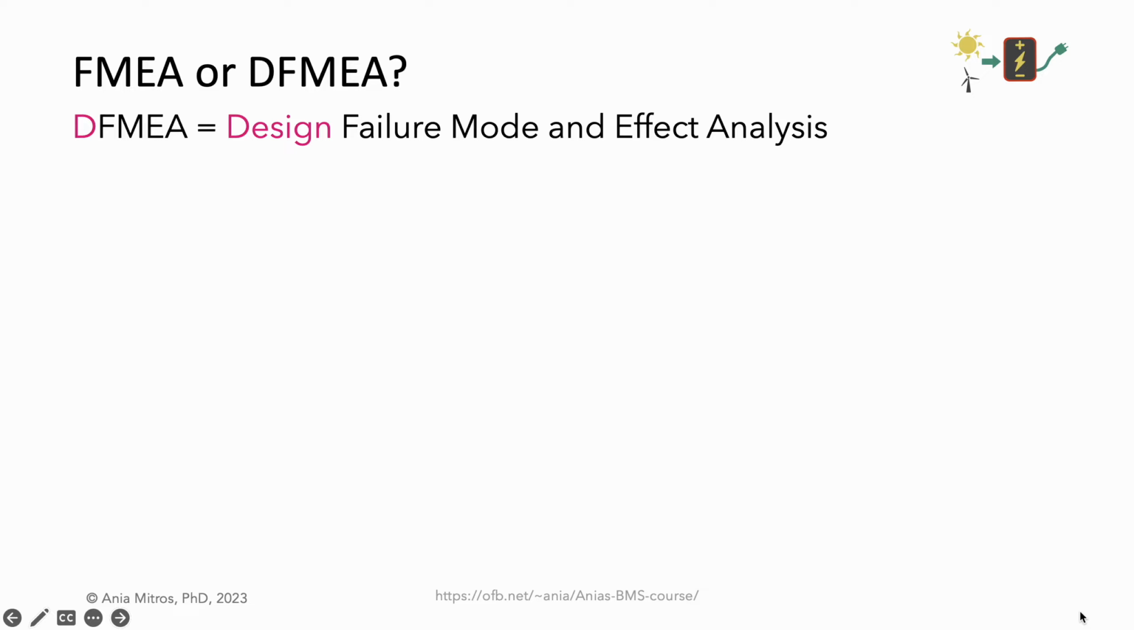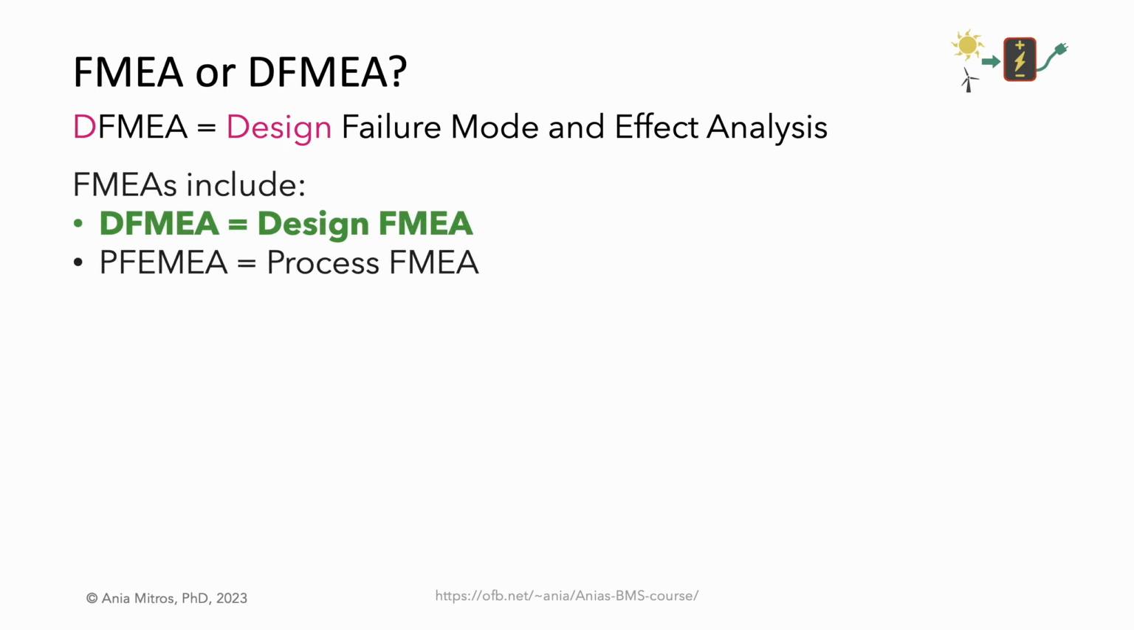If you were paying careful attention, you might have noticed that I mentioned FMEA and DFMEA and wondered about that letter D. FMEA can be run for various aspects of creating a product. Design FMEAs are used to assess a design. Process FMEAs are used to analyze a process rather than a product. In the following slides, I'll focus on DFMEA since we're talking about designing a BMS.